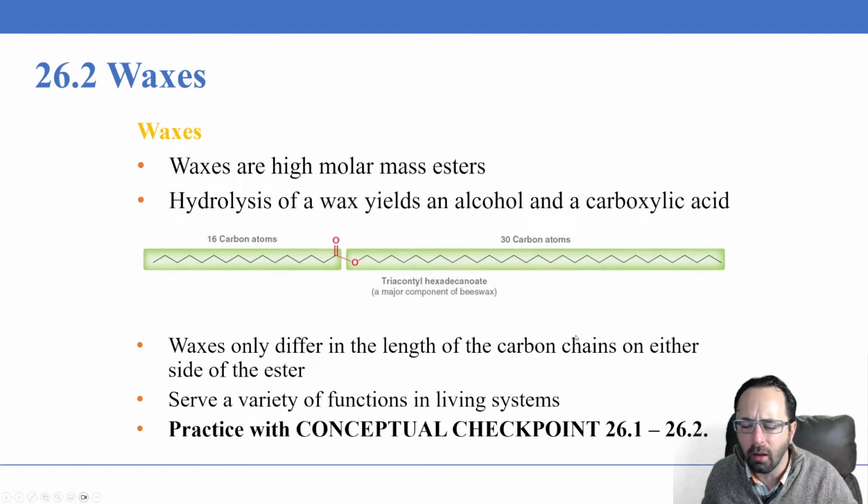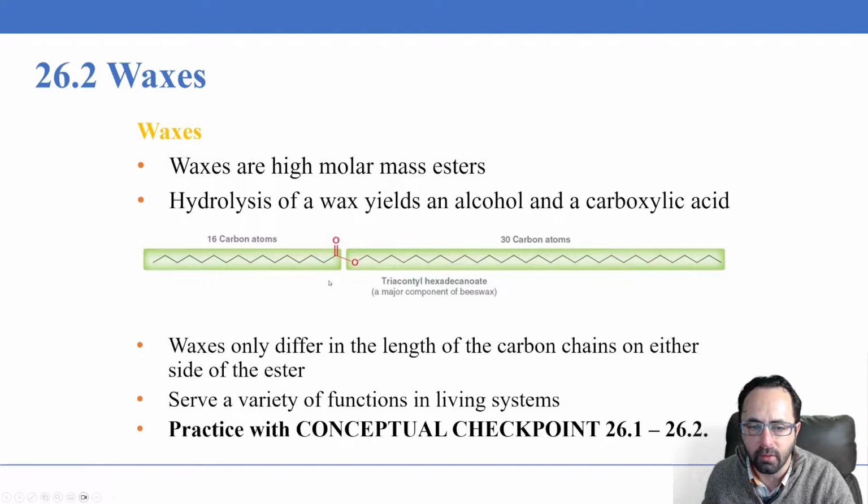So let's start by talking about waxes in detail here. Waxes are esters that have a high molar mass, meaning they've got a big old hydrocarbon part on each side of the ester functional group. If you hydrolyze the ester, you get an alcohol from the side of the ester that contains the oxygen atom here, and you get a carboxylic acid from the other side.